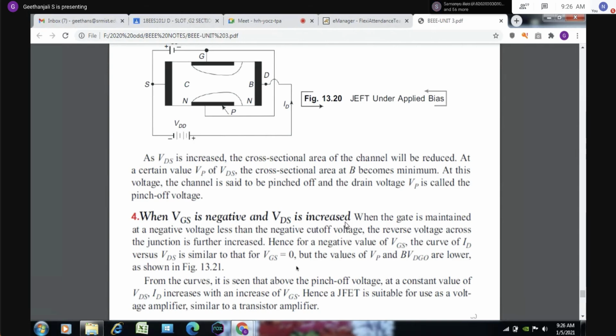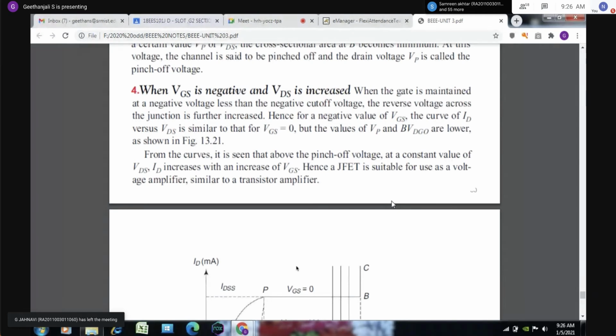Then the fourth case is when VGS is negative and VDS is increased. We are reversing the supply voltage as well as increasing the voltage across drain and source. VDS is increased when the gate is maintained at a negative voltage less than the negative cutoff voltage. The reverse voltage across the junction is further increased. Hence, for a negative value of VGS, the ID versus VDS curve is similar to that of VGS equal to 0, but the values of VP and BVDG are lower, as shown in the figure.